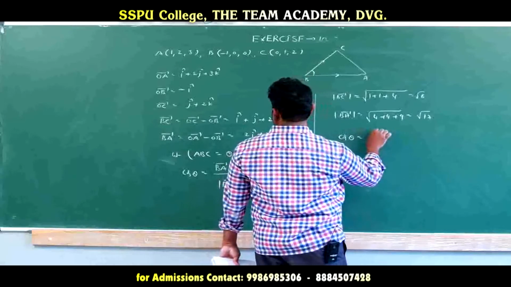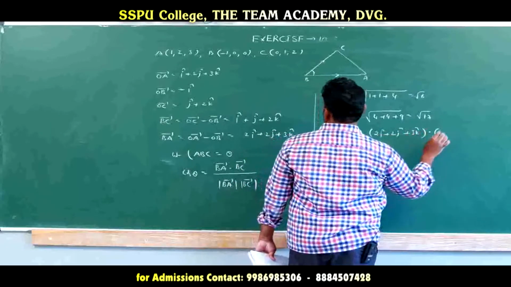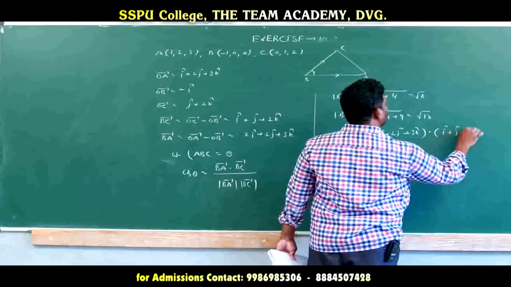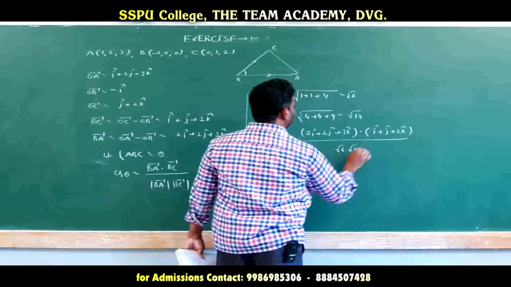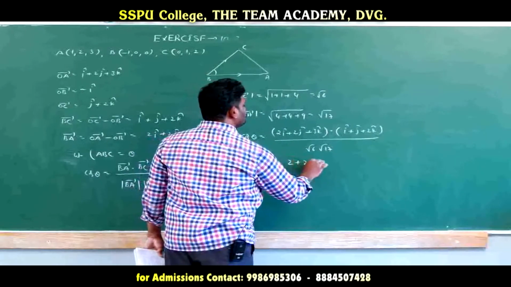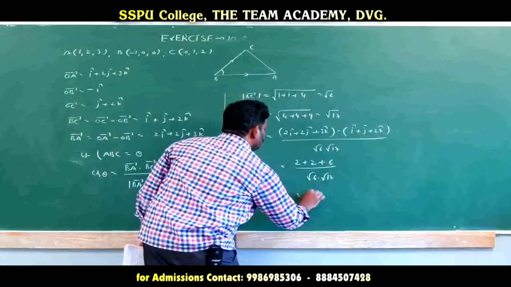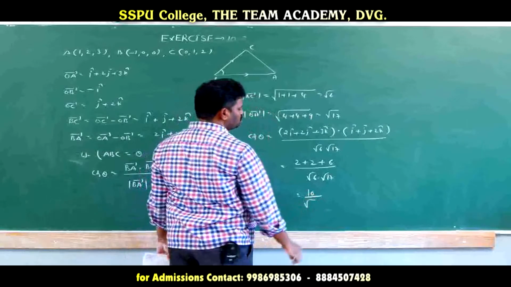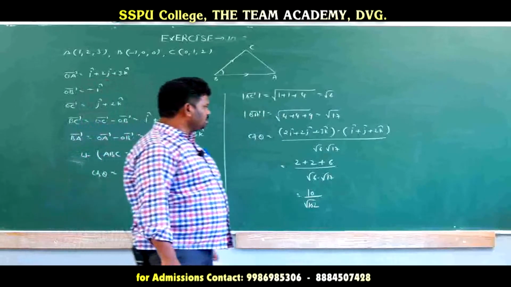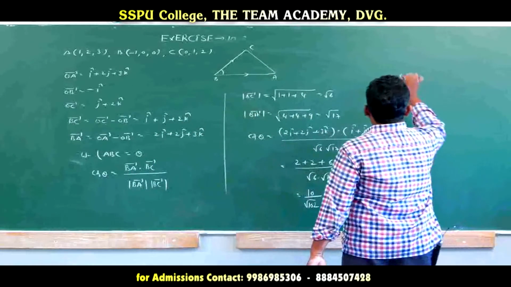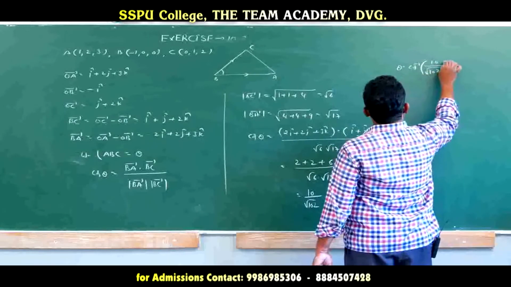So what we do here: first, 2i cap plus 2j cap plus 3k cap dot i cap plus j cap plus 2k cap, divided by the magnitude of these, root 6 into root 17. That is equal to (2 plus 2 plus 6) by root 6 into root 17, which is 10 by root 102. That is the angle. Theta is equal to cos inverse of 10 by square root of 102.